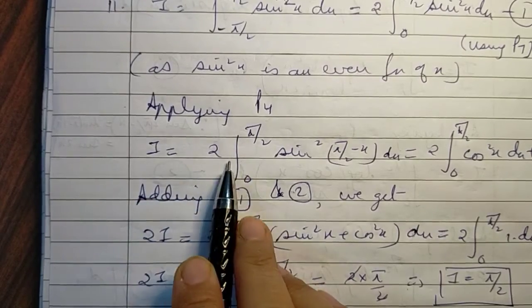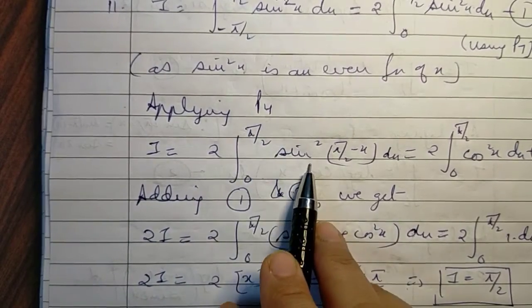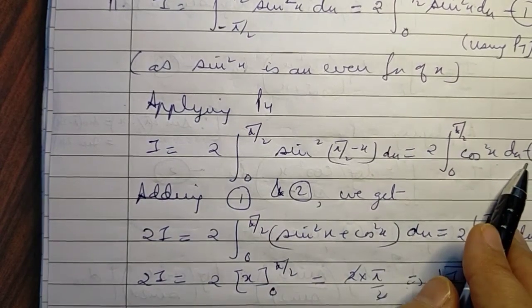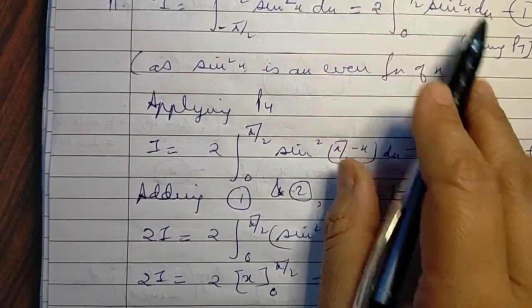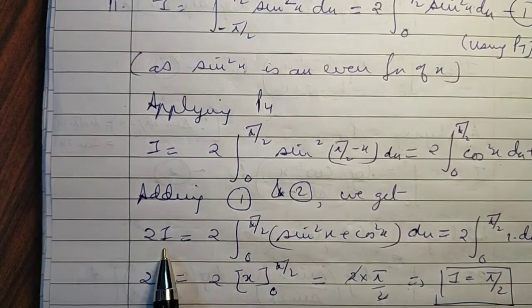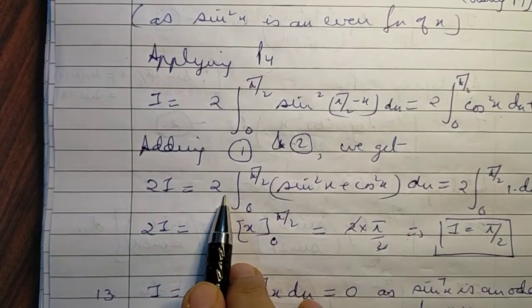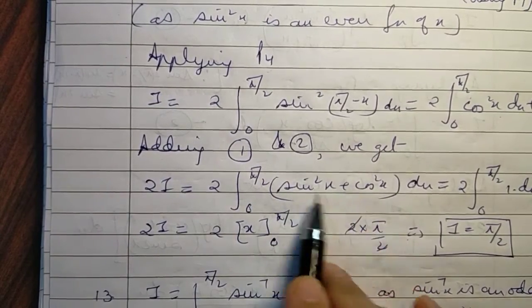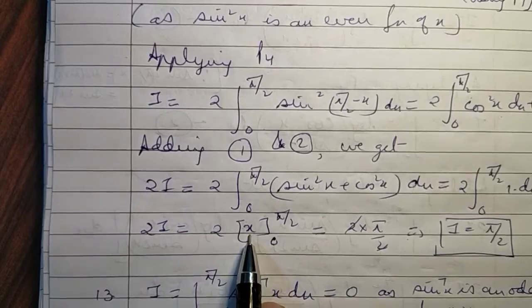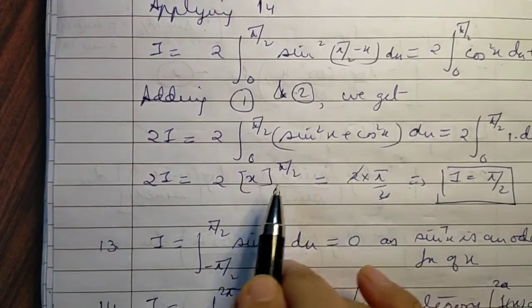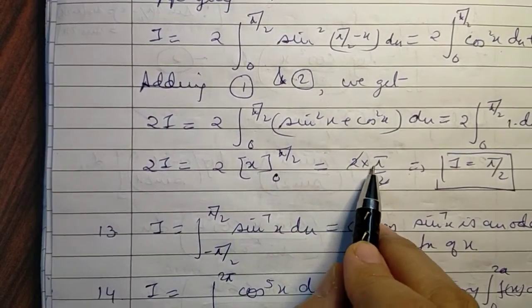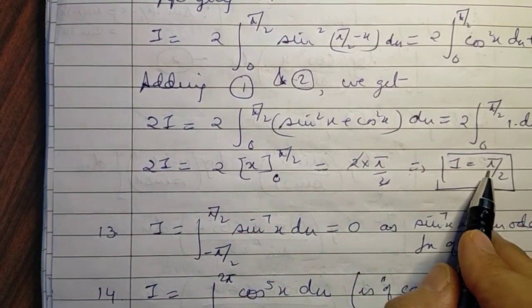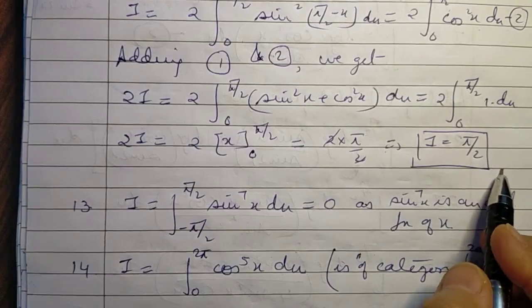We get I is equal to 2 times integral 0 to pi by 2 sine squared of pi by 2 minus x, which becomes cos squared x. Calling it equation number 2, adding 1 and 2, we get 2I is equal to 2 times integral of 0 to pi by 2 sine squared x plus cos squared x, which is 1, and which on integration gives us x, which on applying the limits gives us 2 times pi by 2, and so I comes out to be pi by 2, which is the answer.